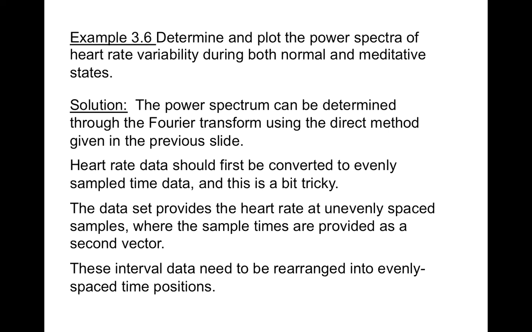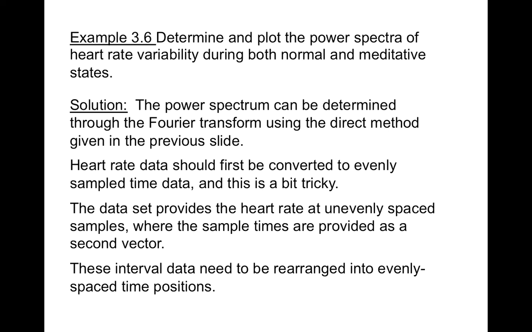So it's usually applied in situations where phase is not considered useful. So as an example here, determine and plot the power spectrum of heart rate variability during both a normal and a meditative state. The power spectrum can be determined through the Fourier transform using the direct method. You take your heart rate data and first convert it to evenly sampled time data.